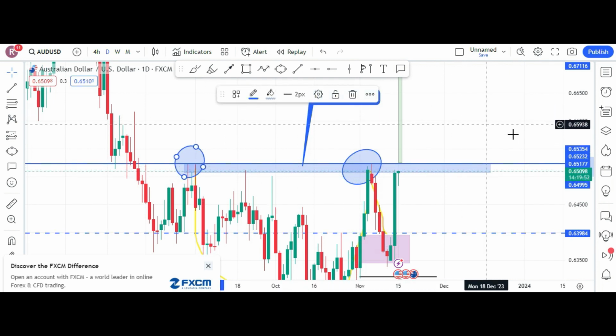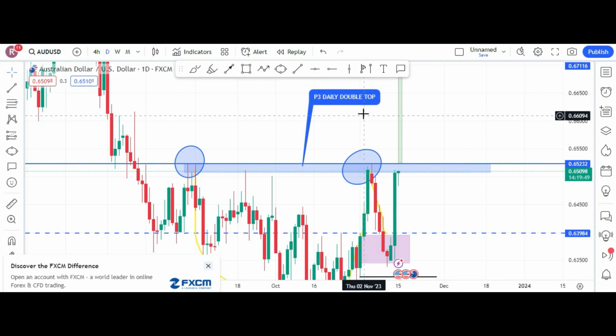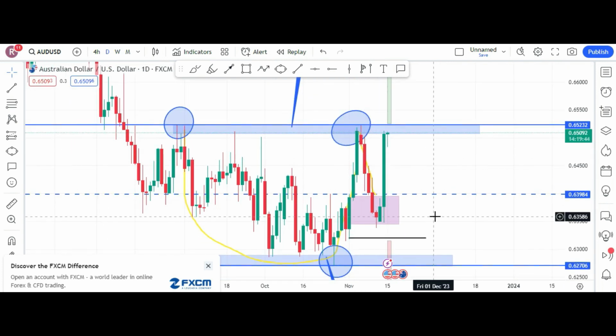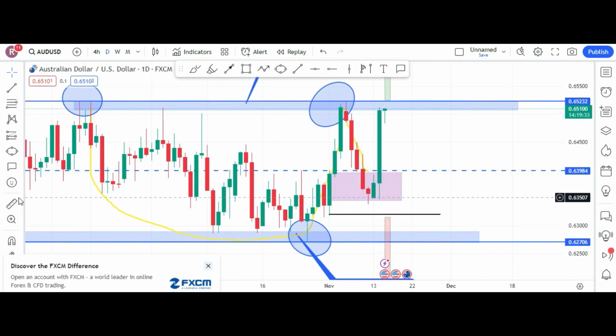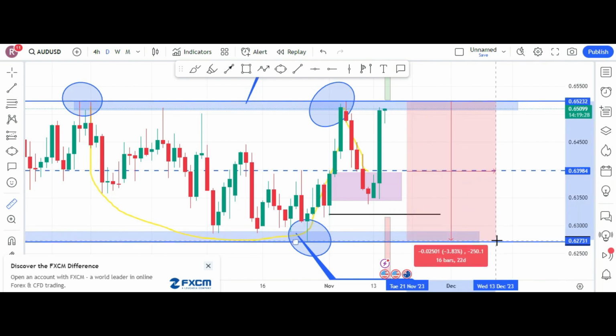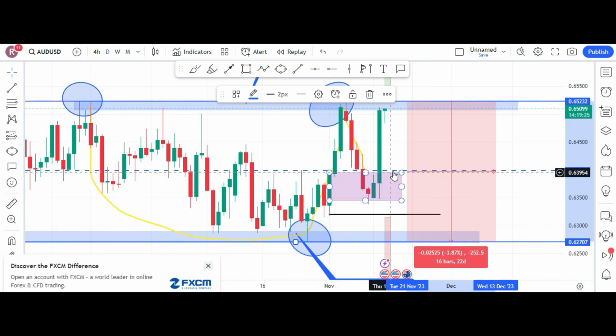After forming this pattern 3, the P3 daily double top, we analyzed that it had formed a full cup already, but without the handle. And as per our prediction, the handle is supposed to be here, at 50% of the total range. So we measured it like this, and we found this is the half. And that was our prediction. After forming this handle, it's supposed to go up.